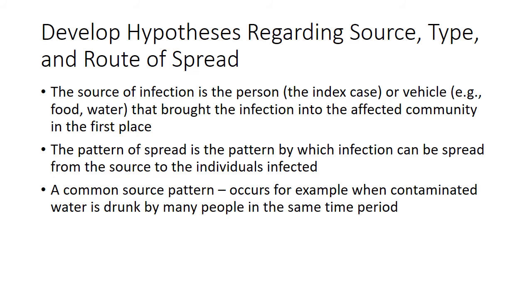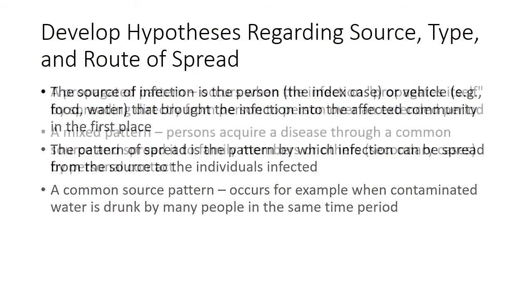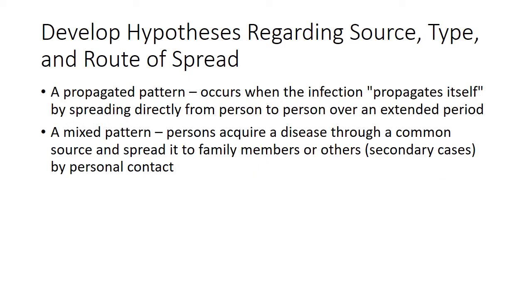And then when looking at the way that it's spread, a common source pattern, as we mentioned, is going to be when you have, say, contaminated water being drunk by many people during the same time period. Again, they're all getting it from the same common source, versus what we're going to see with more of a propagated sort of pattern. That being when you're going to have the infection propagate itself by spreading directly from person to person, again over more of a kind of long extended period. And then we mentioned that we can have a mixed pattern, which is going to be where people acquire the disease from a common source and then possibly spread it to other family members or other close contacts, making these secondary cases, usually due to personal contact.